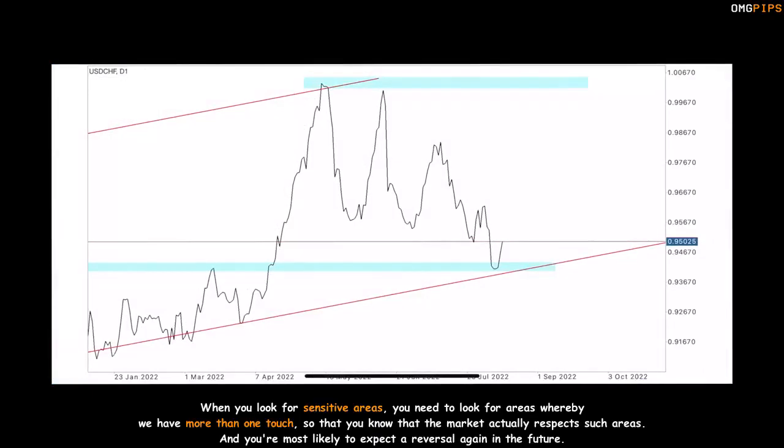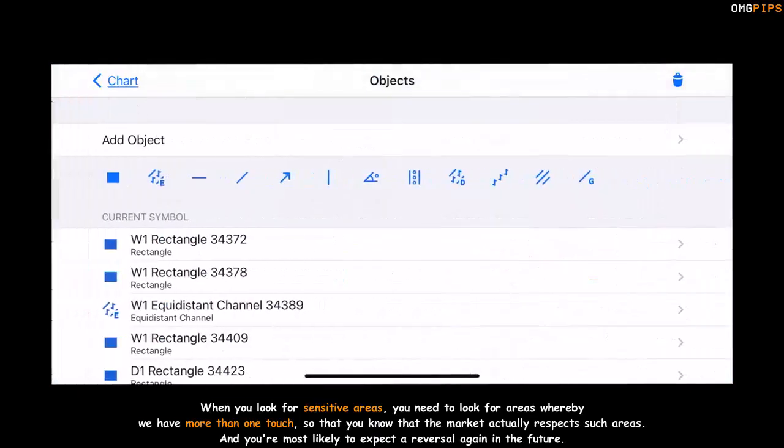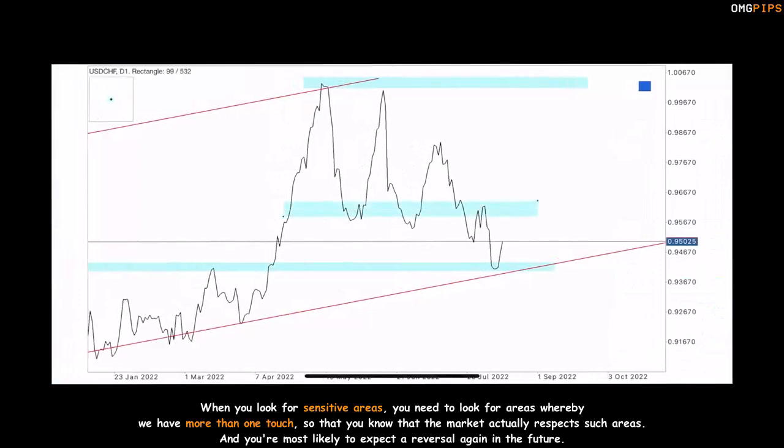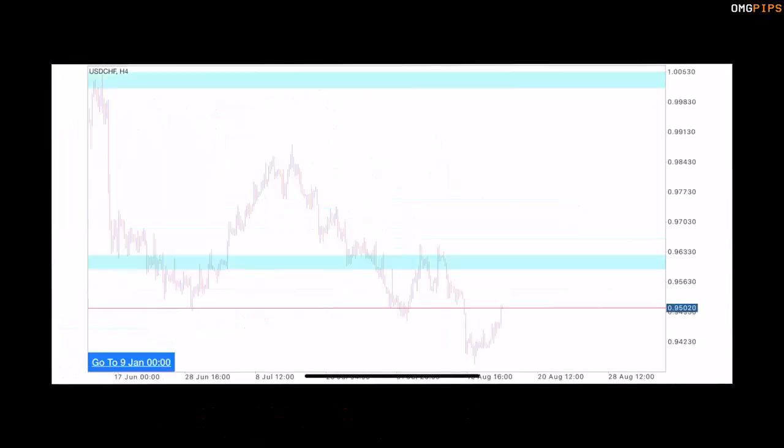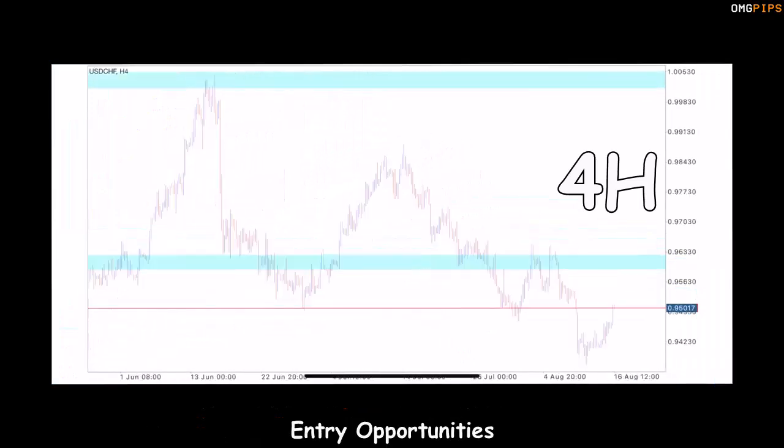Understand that, guys, when you look for sensitive areas, you need to look for areas whereby we have more than one touch, so that you know that the market actually respects such areas, and you are most likely to expect a reversal again in the future. So right now, let me dive into a 4-hour time frame to look for entry opportunities.